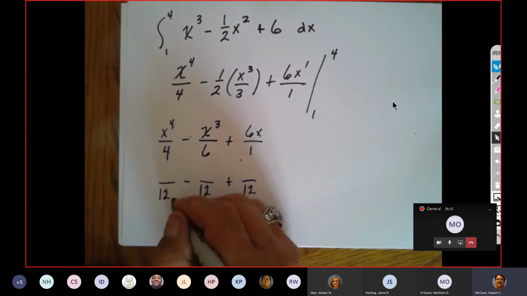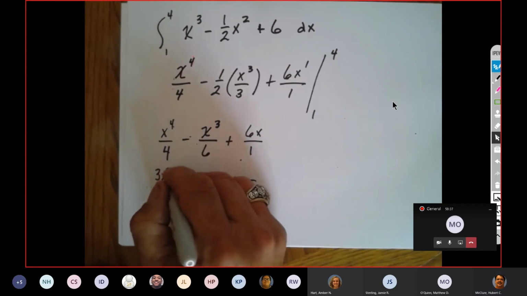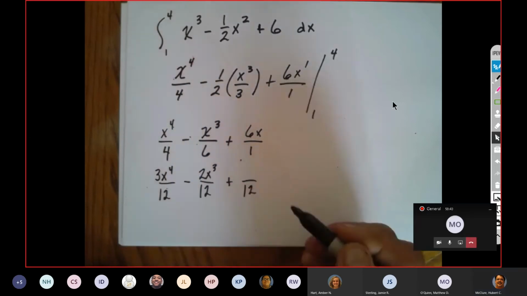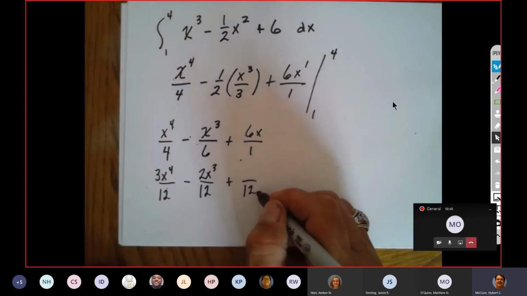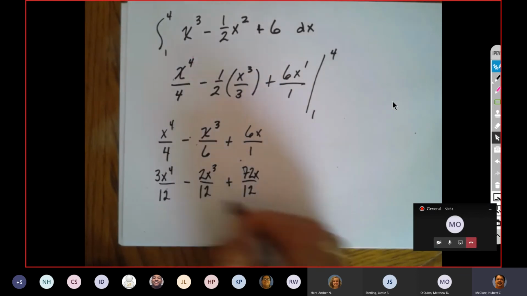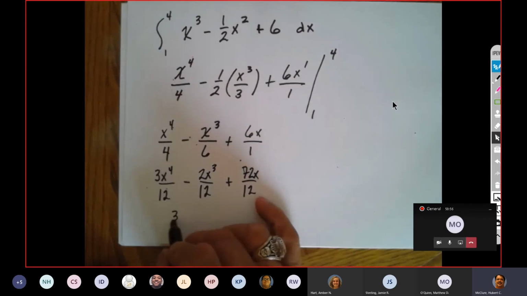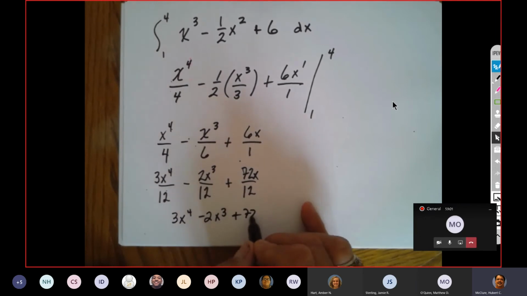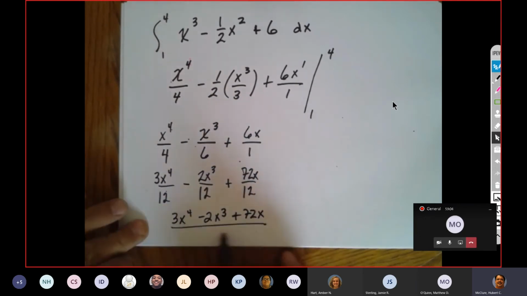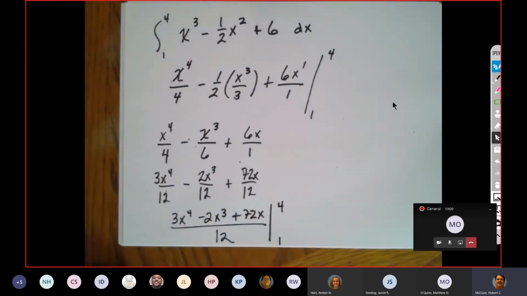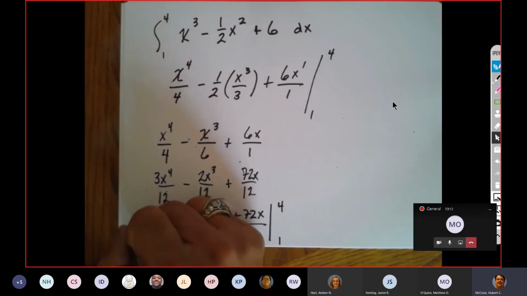4 will go into 12 3 times. That'll be 3x to the 4th. 6 will go in there. That'll be 2x to the 3rd. 1 will go into 12 12 times. That'll be 72x. And you can put all that over 12 now if you wanted to. You could say 3x to the 4th minus 2x cubed plus 72x over 12 evaluated at 1 and 4. Again, this is the setup.